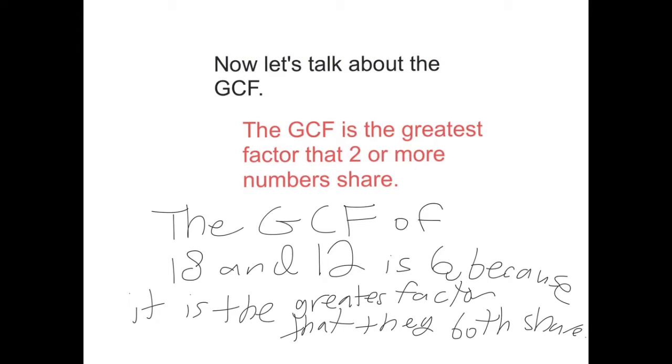Now let's talk about the greatest common factor. The greatest common factor is the greatest factor that two or more numbers share. The greatest common factor of 18 and 12 is 6, because it is the greatest factor that they both share.